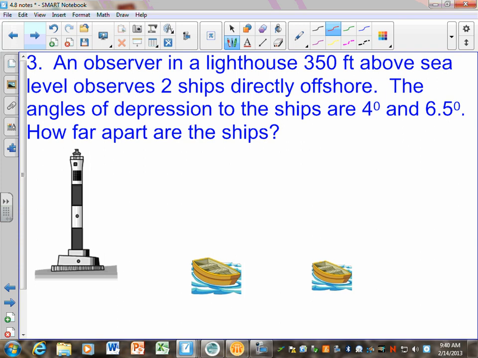An observer in a lighthouse 350 feet above sea level observes two ships directly offshore. The angle of depression to the ships are 4 degrees and 6.5 degrees. How far apart are the ships?